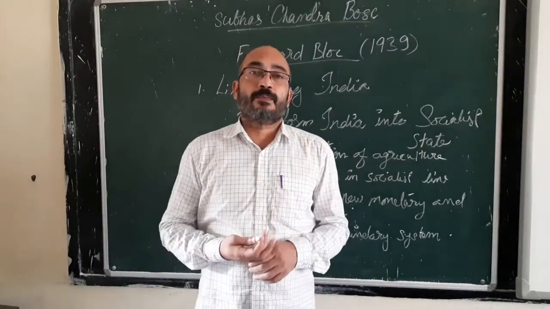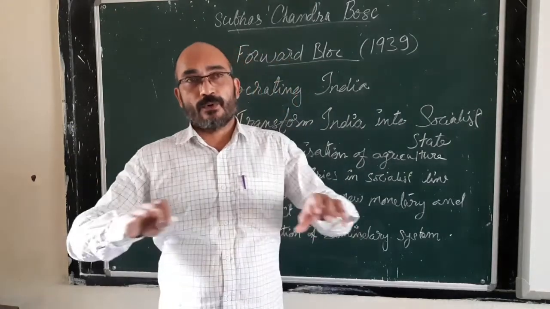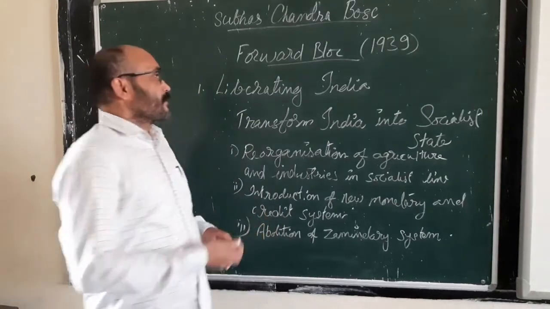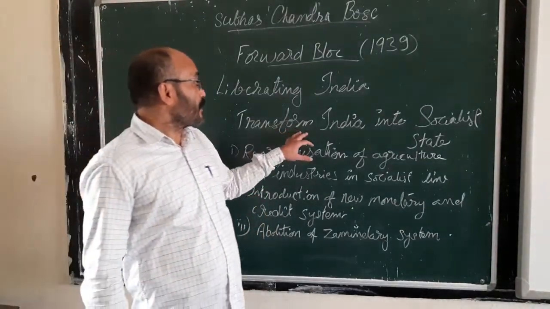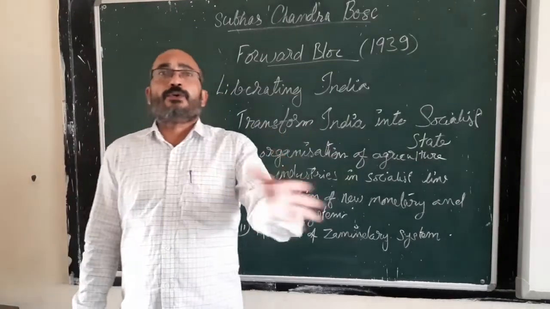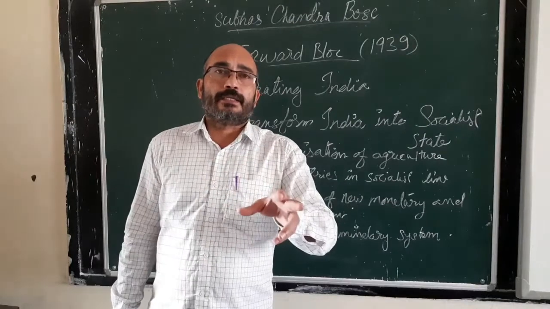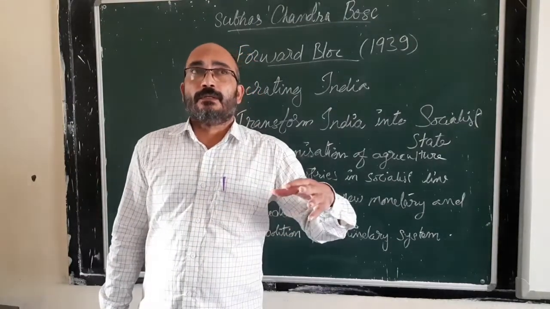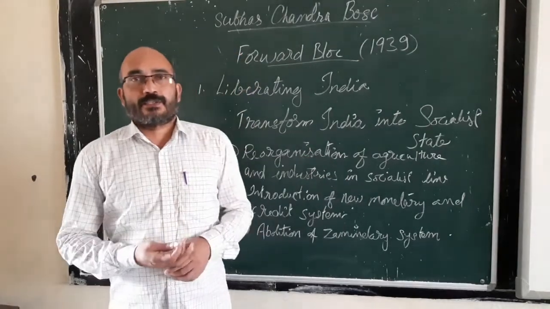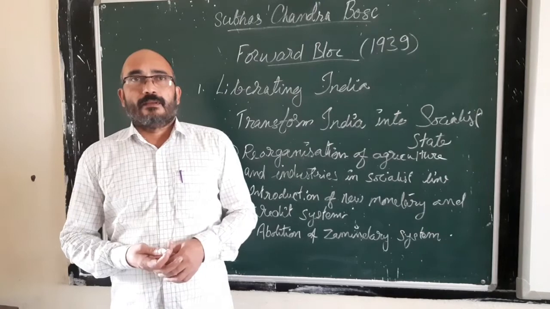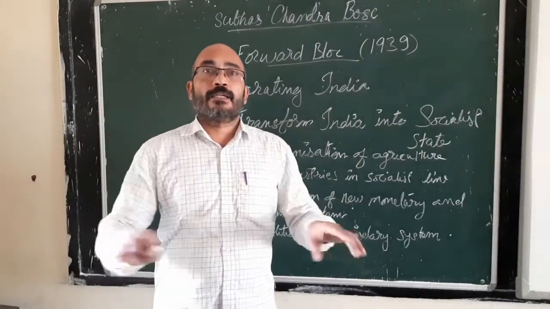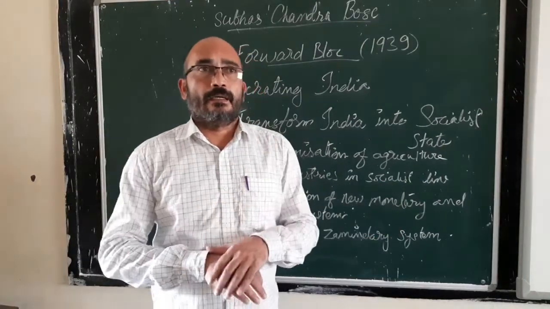the gap between rich and poor is very less. Almost all are having equal economic status. So that is called socialism. So Subhash Chandra Bose wanted to have an India where there is no inequality in the economic status of the people. After liberating India, he wanted to make such an India where there are no economic inequalities.